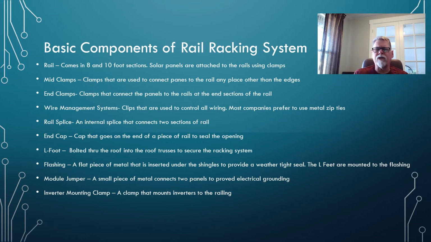All this is an electrical ground that attaches all the panels together and then is wired to a grounding wire, and it grounds the whole system. And then you usually have some type of an inverter clamp or a mount. This is a bracket or a clamp that is attached to the inverters and then is mounted to the rails. And I'm going to show you some pictures here in just a second what those look like.